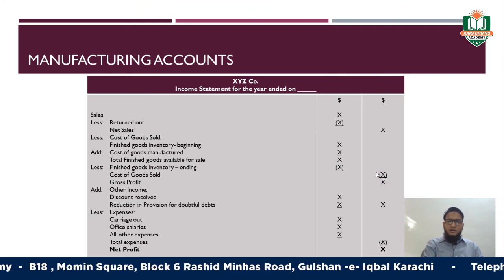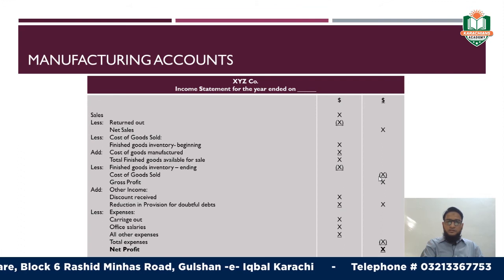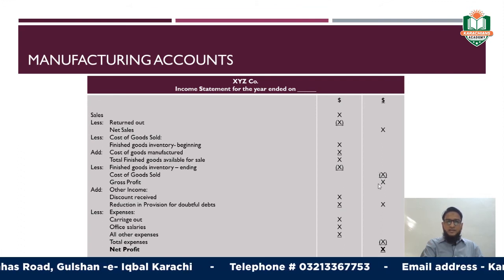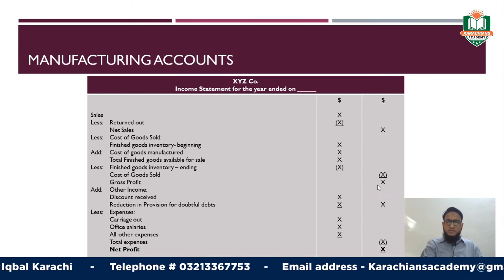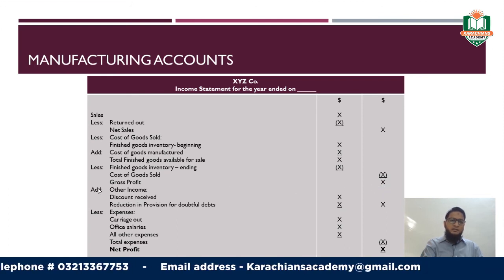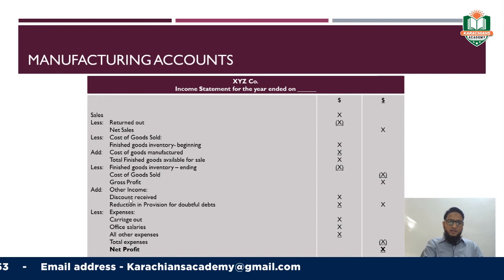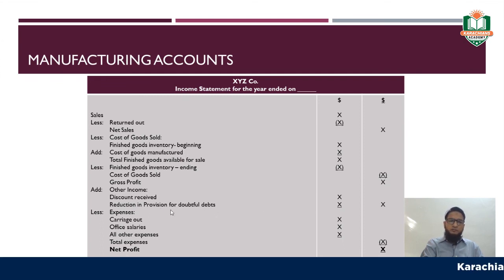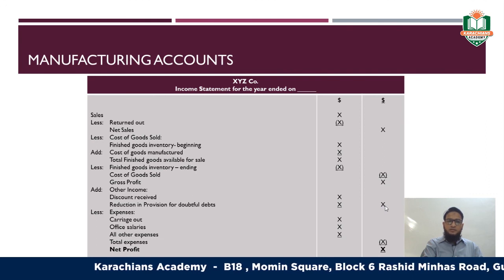So that after subtracting the cost of goods sold from the net sales, you will reach the gross profit figure. Add the other income if it is given in the question. It could be the discount that you have received on the purchases of raw material, or the reduction in the provision for doubtful debt, right? If there is more than one other income, add them in the second column and write the total balance just under the gross profit, right?